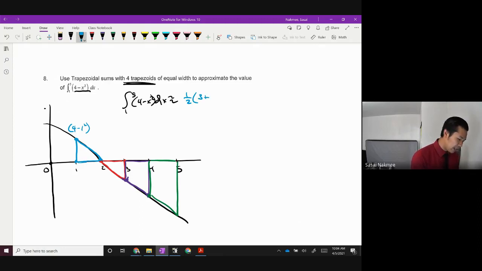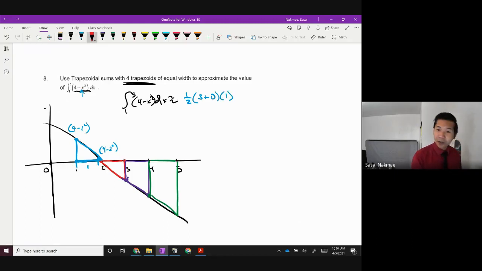Plus, this one right here is going to be 4 minus 2 squared. How do I know it's 4 minus 1 squared and 4 minus 2 squared? Those are the x values that I'm plugging into this function, and that's how it's going to tell me what this base is. And then this next one over here, 4 minus 2 squared, is going to equal 0. And this has a height from here to here of 1. So that's going to be 1 right there.